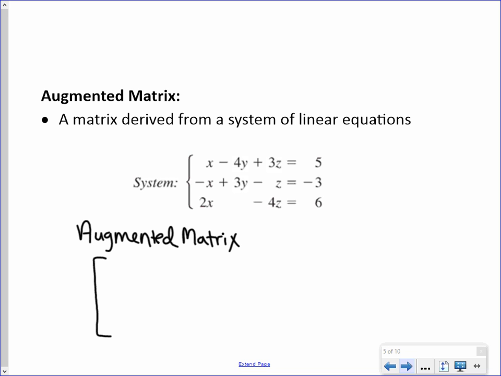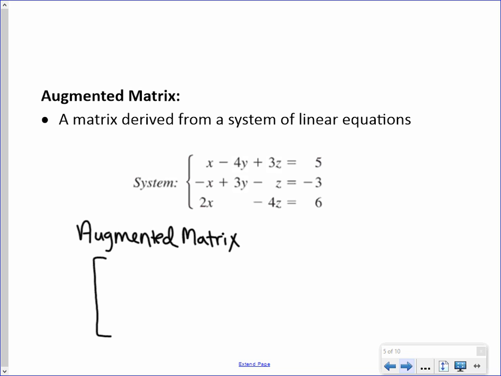And I can take that very first equation. I like my systems always to be in alphabetical order before I go into augmented matrix. That way everything's in the same spot. And I'm just going to pull the coefficients to the variables. I'm not going to put the variable in the matrix. The matrix is only going to have number entries.